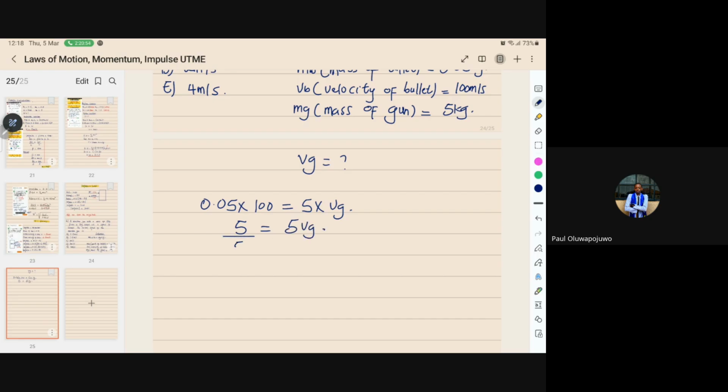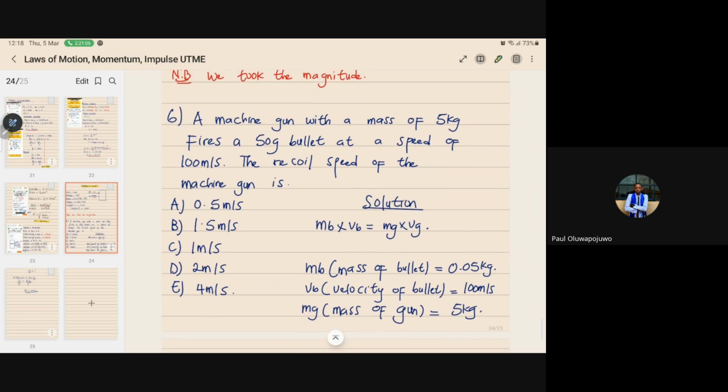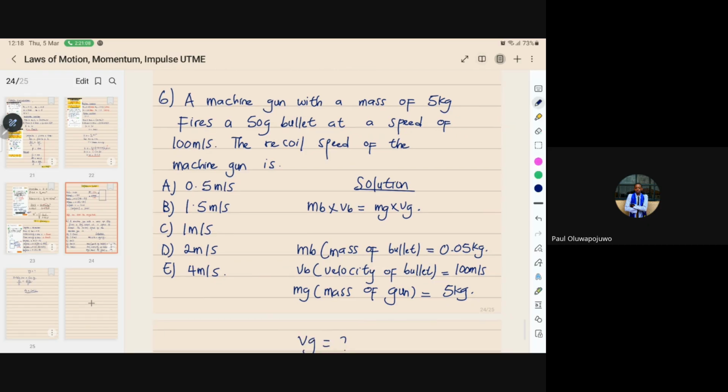Divide both sides by 5. You are getting it wrong because you didn't convert. So VG is equal to 1 meter per second. Now, remember that the mass of the bullet was given in gram, right?